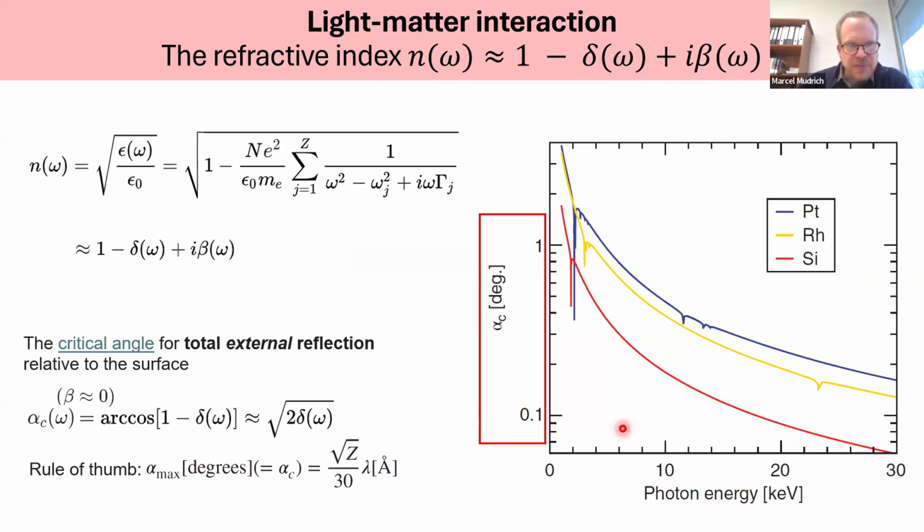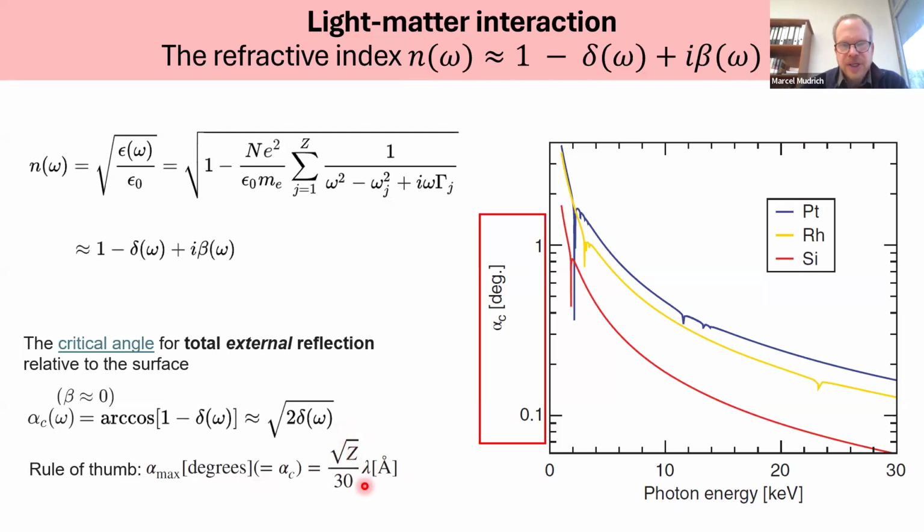This has a beneficial property, namely we can realize conditions of so-called total external reflection. Total external reflection is similar to total internal reflection, what you know in the visible range, but for typical indices of refraction that are larger than 1. But in the X-ray, where the index of refraction can be smaller than 1, there we can achieve total external reflection. And the rule of thumb for calculating the critical angle when total external reflection happens is given here.